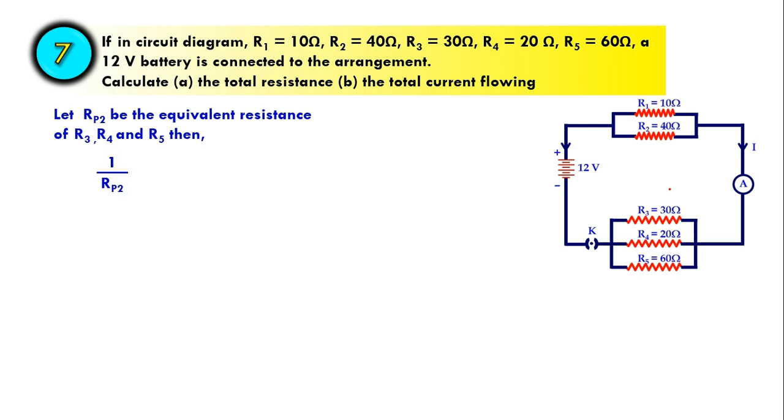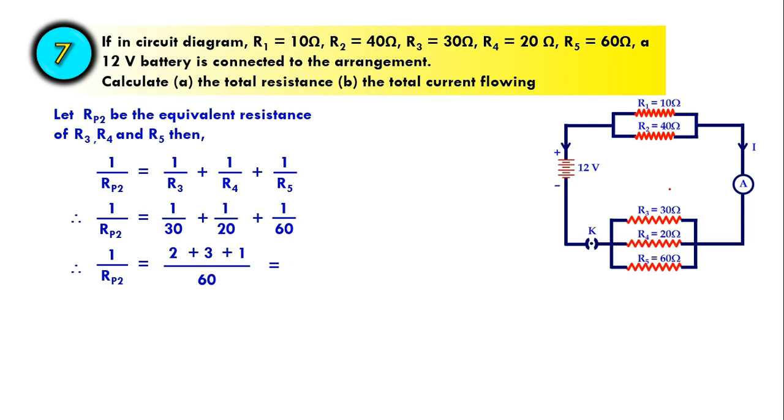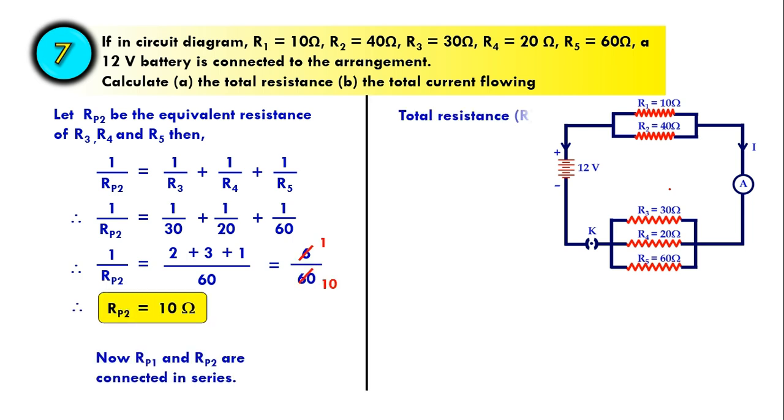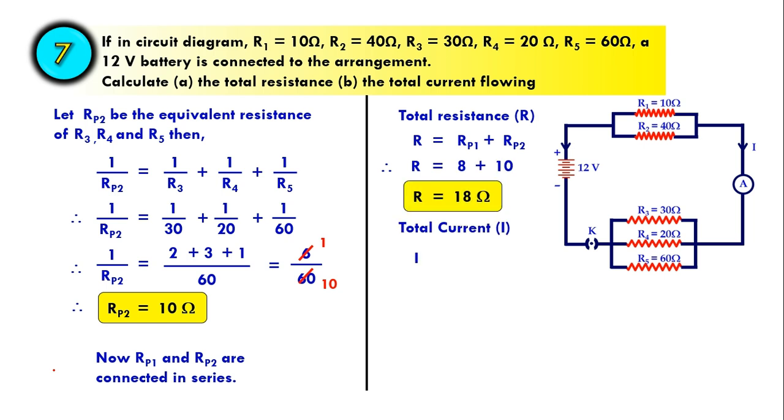Let RP2. Okay, 1 by R3 plus 1 by R4 plus 1 by R5. The sum of the resistance is equal to 1 by 10 means 10. So its value is how much? 10. Its value is 10. The other value is 8. Okay, both are connected in series now. So 10 plus 8 is equal to 18 ohms is the equivalent resistance. Is it clear? So equivalent resistance is how much? 18 ohms.